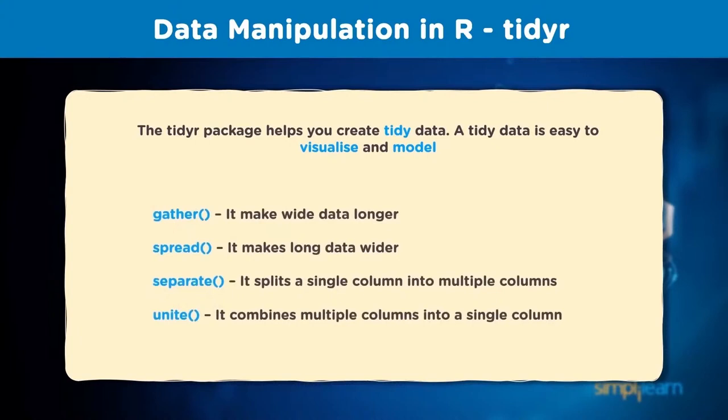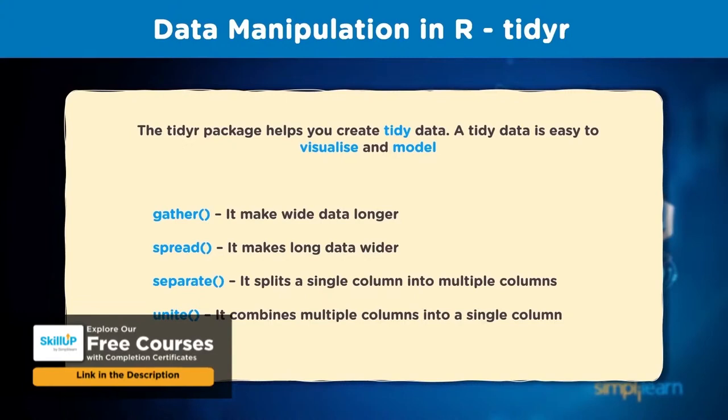So you have gather, which makes wide data longer, so that is basically used to stack up multiple columns. You have the spread function, which makes long data wider, that is, if you want to unstack the data, and you are talking about data which has the same attributes, then spread can spread the data across multiple columns.